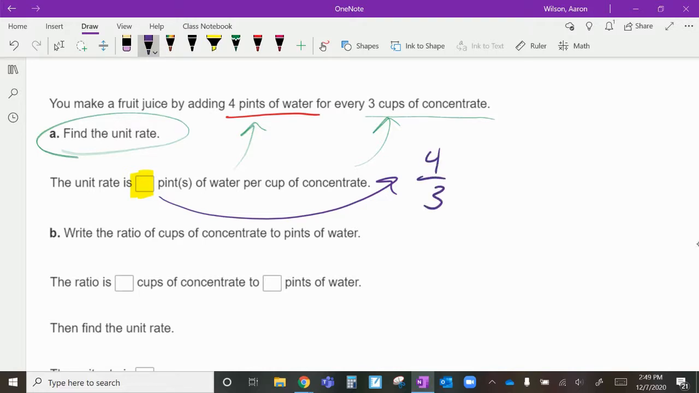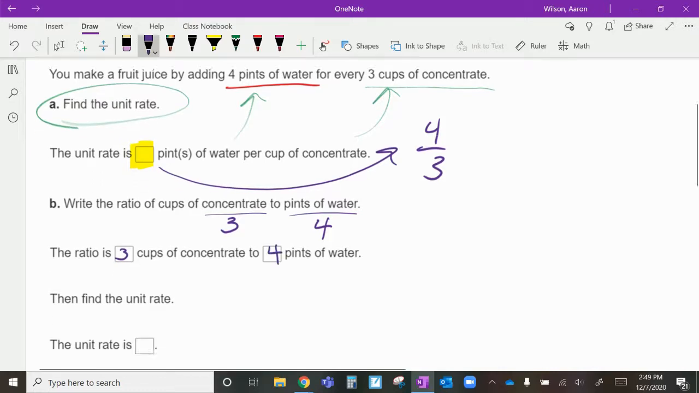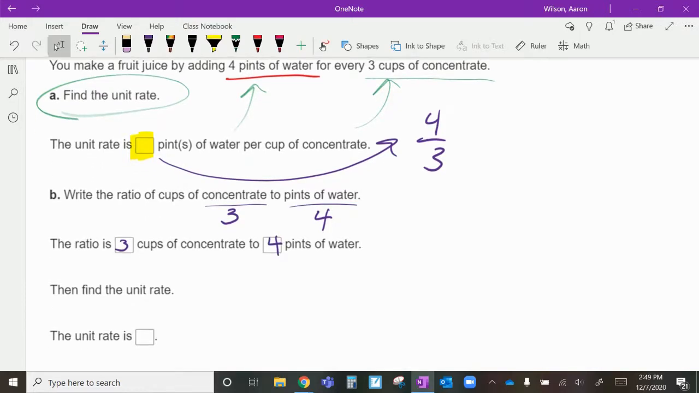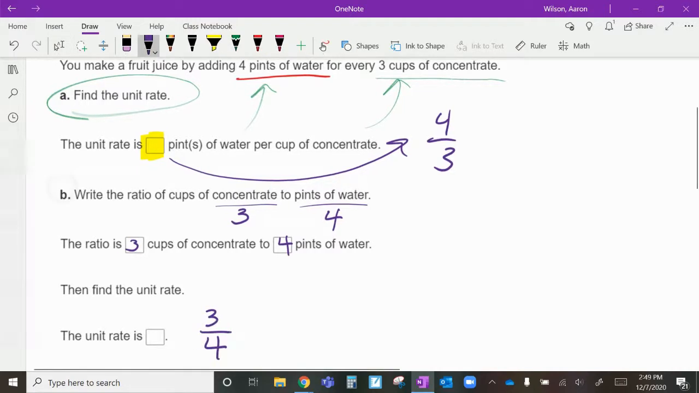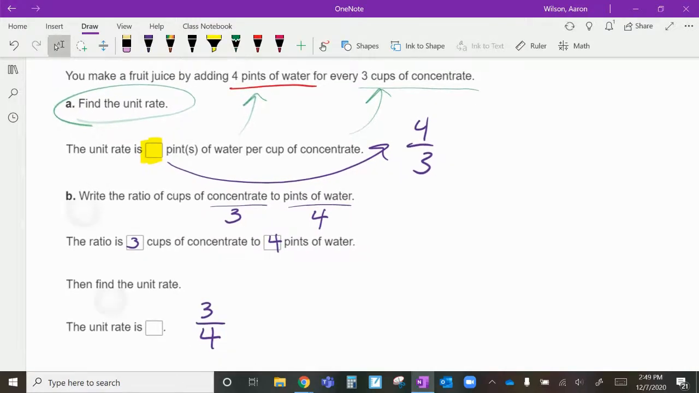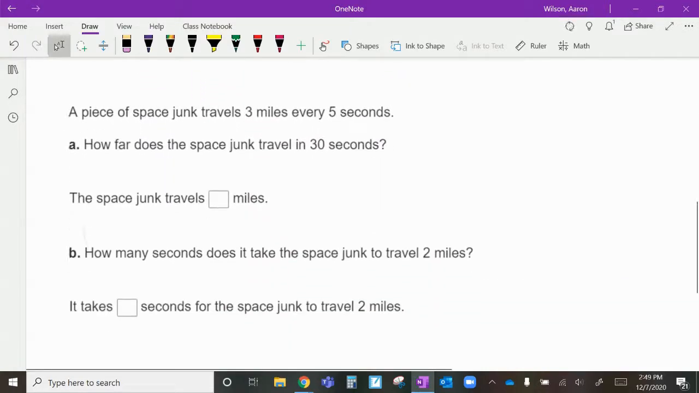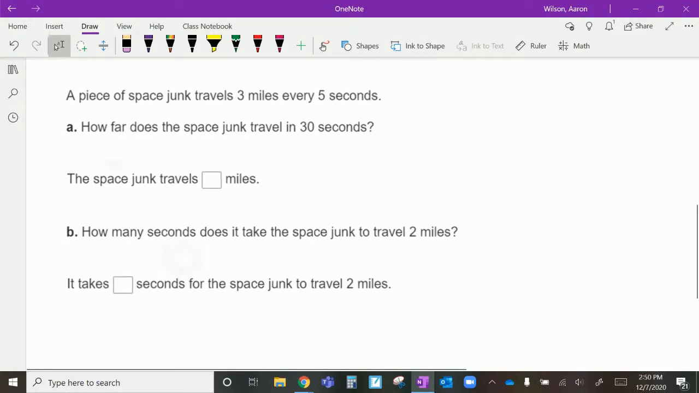This one reads, write the ratio of cups of concentrate first to pints of water. So the ratio is blank cups of concentrate. Well, concentrate, there was 3, and pints of water was 4. And that just comes from the very first sentence. So it's just going to be 3/4. Well, then to write that as a unit rate, it's just 3/4. It's that simple, 3/4. And then the next one is a little bit more complicated, but still not too difficult.